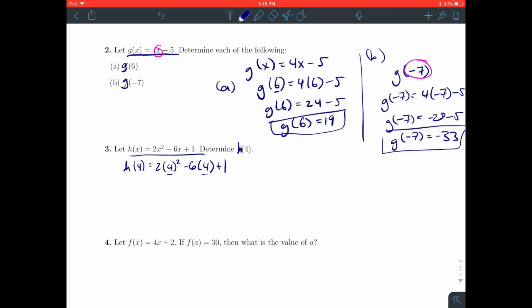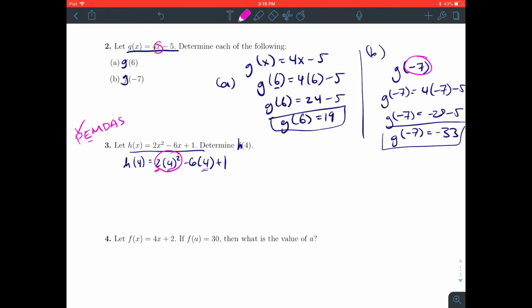I actually got a lot of questions about this situation in class today, where we had multiplication, parentheses, and exponents. So we go to our order of operations, PEMDAS. We look inside the parentheses. Here I see just 4 and 4, so the parentheses are fully simplified. Next comes the exponents. So before we multiply by this 2, we have to do the 4 squared.